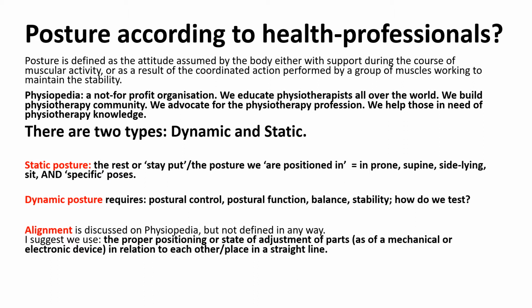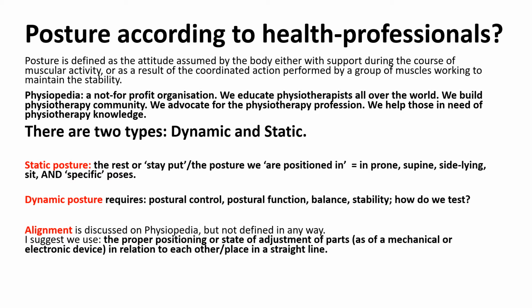Now, they define posture as the attitude assumed by the body either with support during the course of muscular activity or as the result of the coordinated action performed by a group of muscles working to maintain stability. They described two types of posture, dynamic and static. What is static posture? It is the rest or stay put, the posture we are positioned in. It can be in prone, supine, side-lying, sit, and in specific poses. Dynamic posture requires postural control, postural function, balance, stability, and the question is going to be, how do we test?